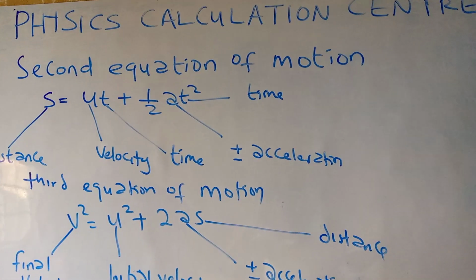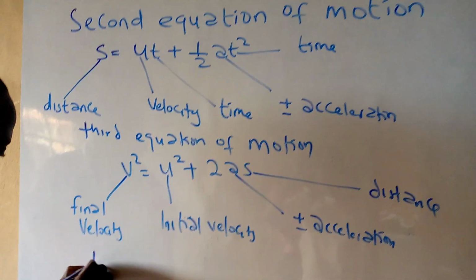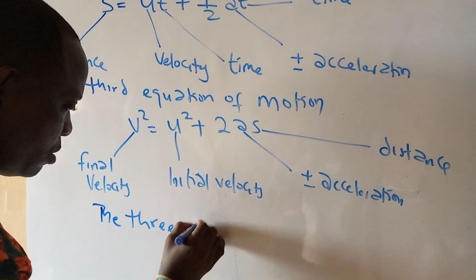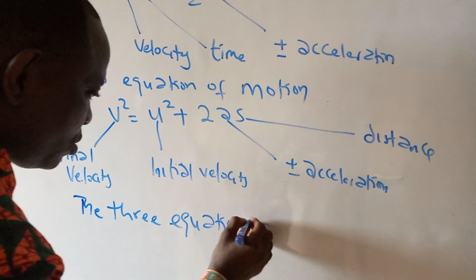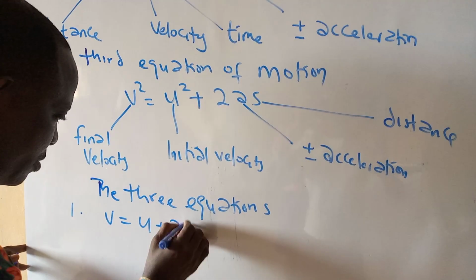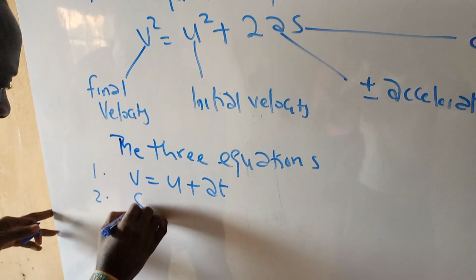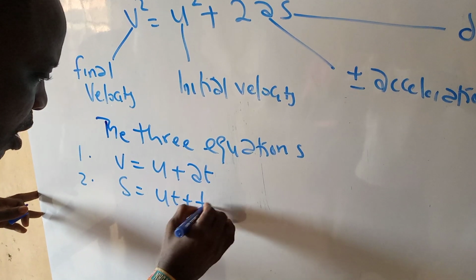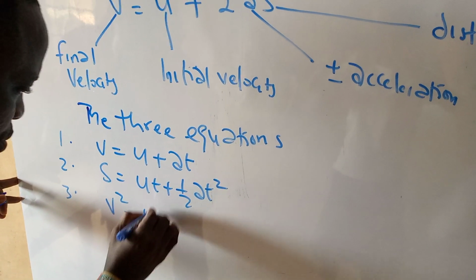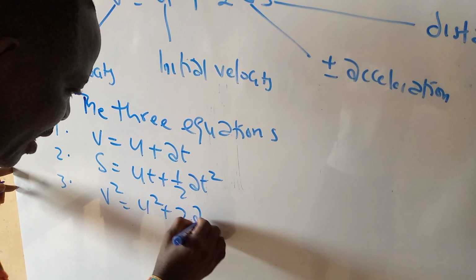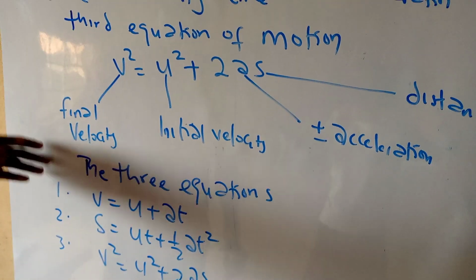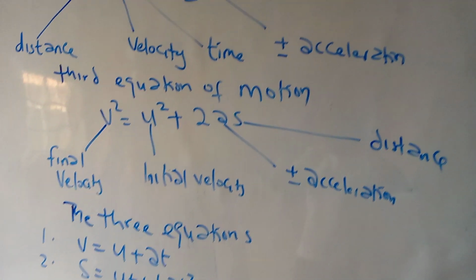Okay, so let me remind you again of the three equations, for clarity's sake. Number one, v equals u plus at. Number two, s equals ut plus half at squared. Number three, v squared equals u squared plus 2as. Okay, so those are the formulas that would help you when you're calculating the equation of motion.